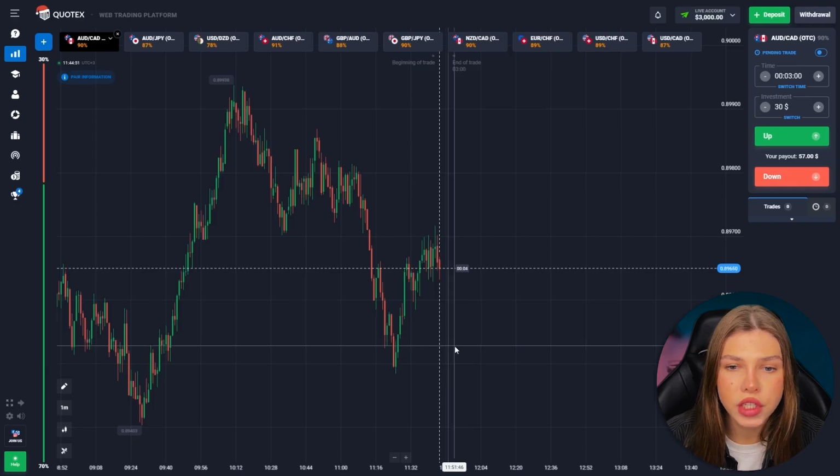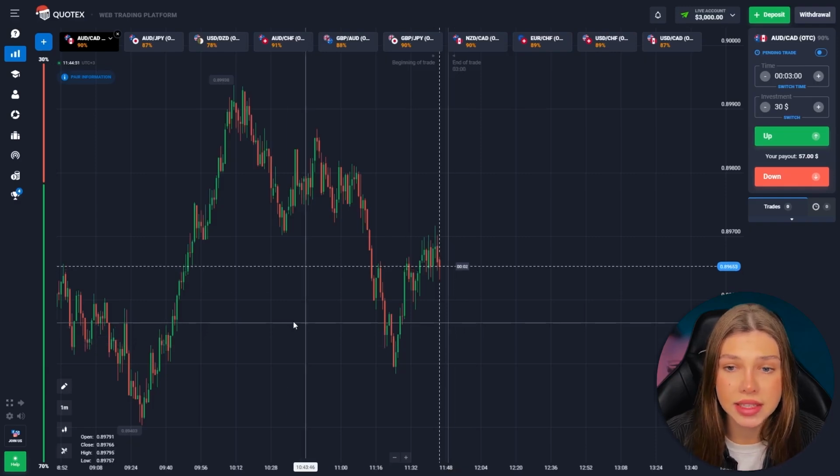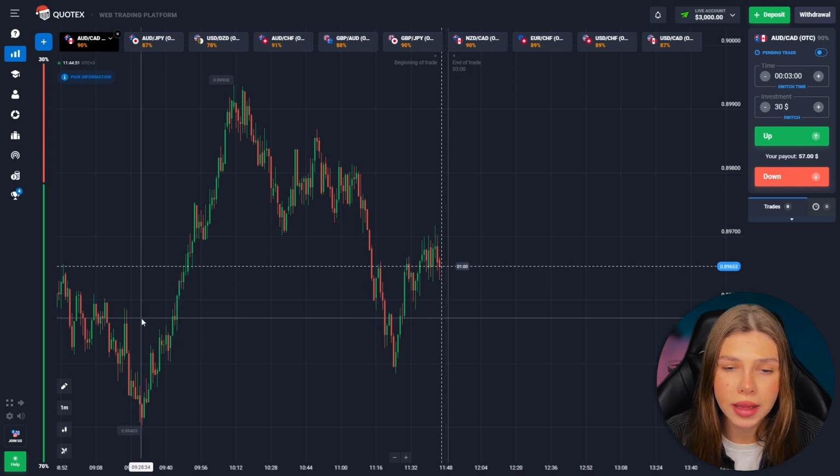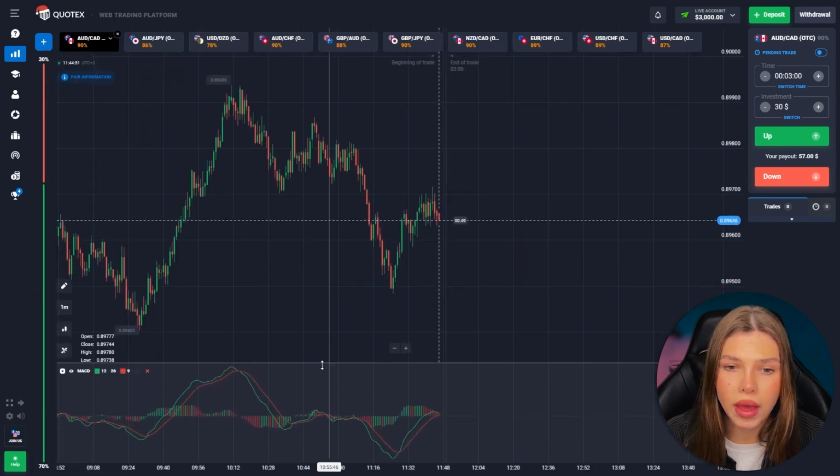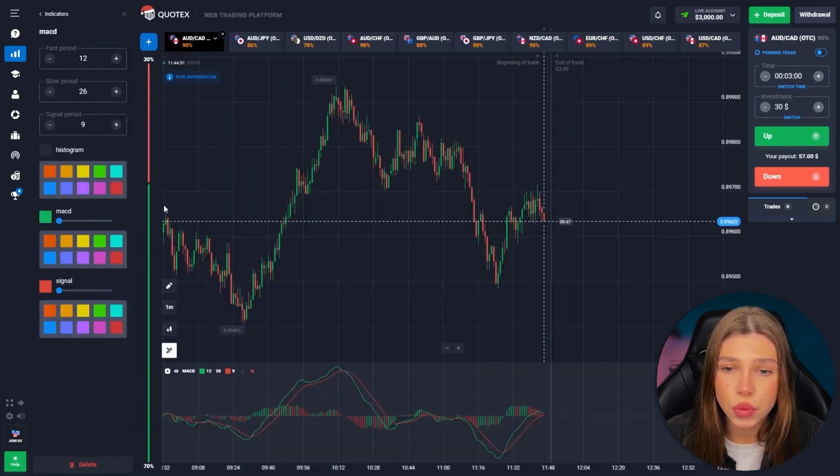For our first strategy, we will need to add a MACD indicator and a moving average line. Let's add the MACD indicator, and to do this, click here and select the MACD indicator. Make the bottom window wider to be more visible. The settings will remain standard.